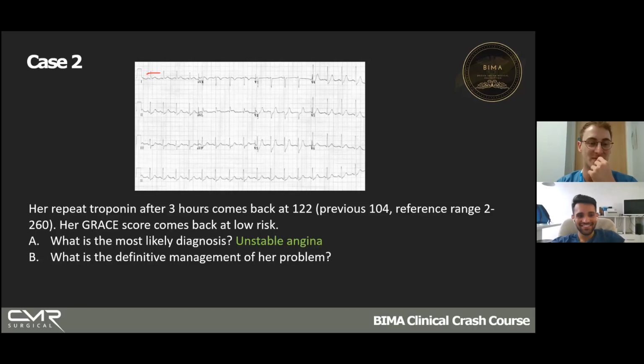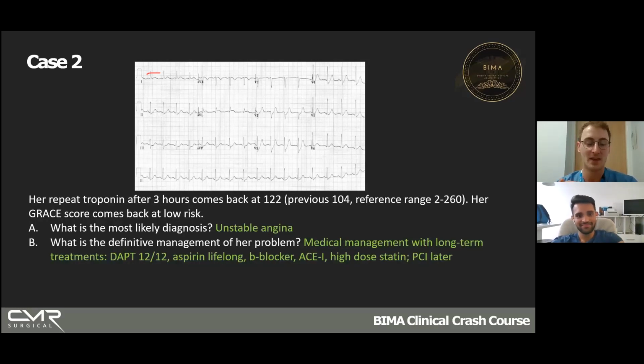And the definitive management, perfect, you guys are all absolutely spot on. So they don't need a PCI right away. The risks of a PCI will probably outweigh the risks of them dying from their unstable angina. So you do their medical management. You do your 5 drugs: your 2 antiplatelets, aspirin, ticagrelor, clopidogrel, whatever, your beta blocker, your ACE inhibitor, and your high dose statin. Okay, and they're the drugs that are going to sort people out.